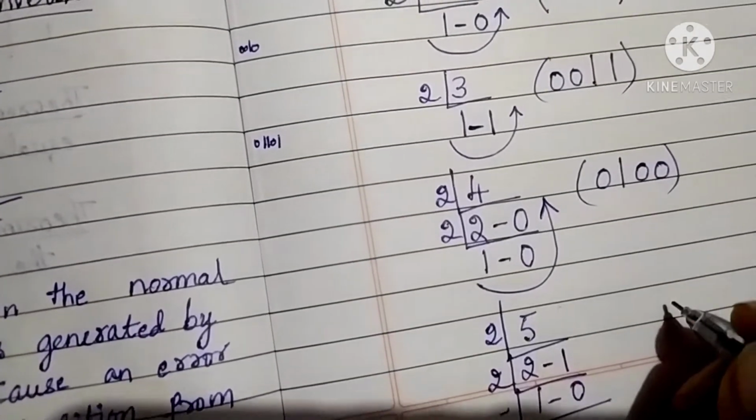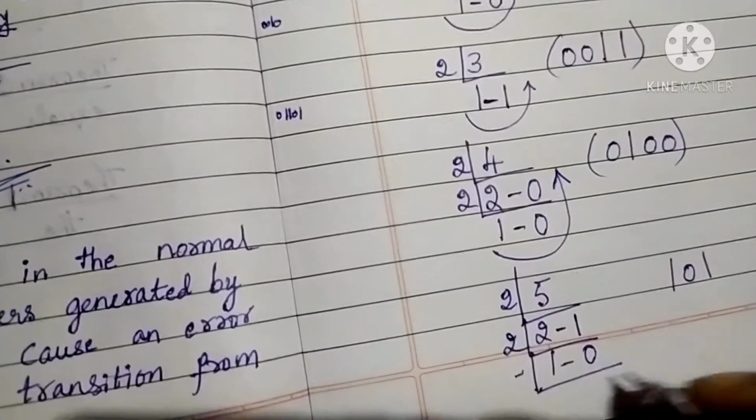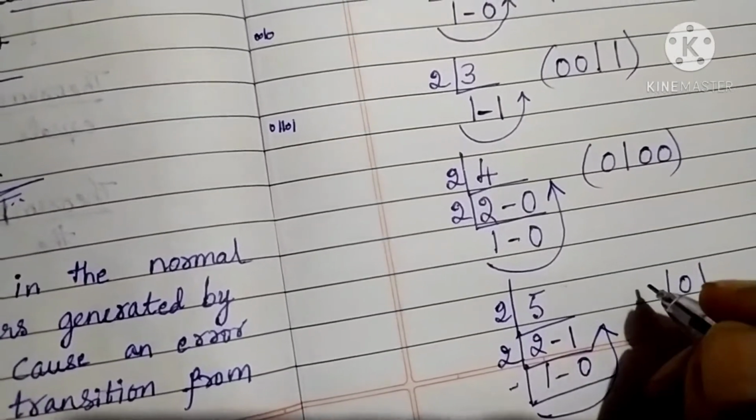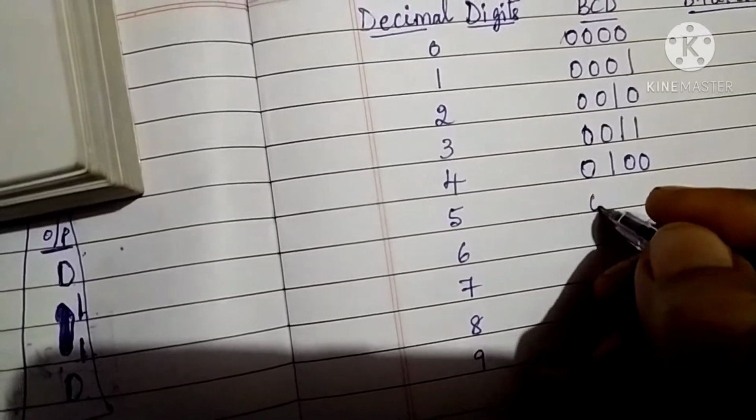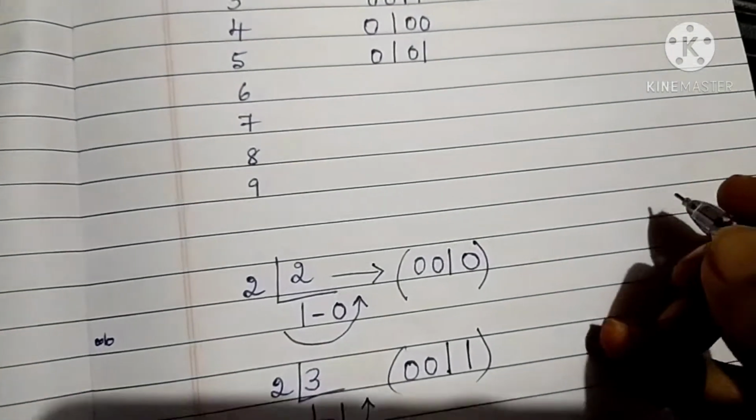So if I take it in the reverse order, 1 0 1 here, append it with 0. So 0 1 0 1 is going to be the answer.